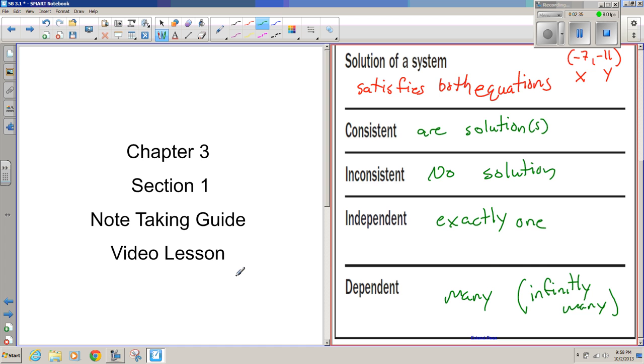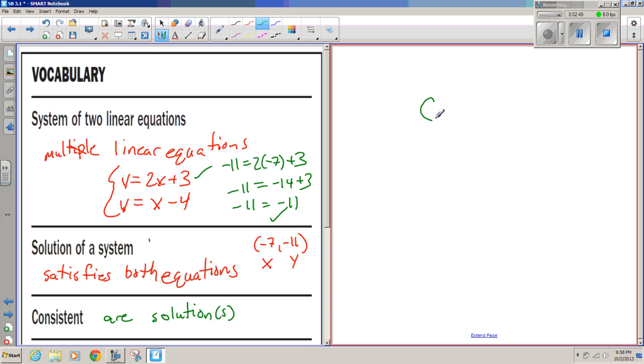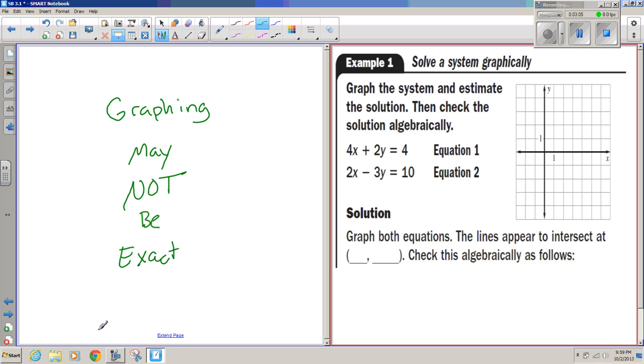Now let's talk about how we go about doing this. So the first thing you're going to want to do, solve a system graphically. I want you to add here, put this in your notes, that graphing may not be exact. All right, if you aren't awesome at graphing, your answer might not be an exact answer.